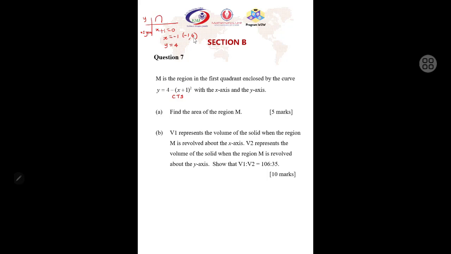Okay, so next you need to find the x-intercept. So to find your x-intercept, you need to solve the quadratic. So equate your quadratic function to 0, and then you will have your x either -3 or 1. So here is our graph, -3 or 1. So our point here is (-1, 4).